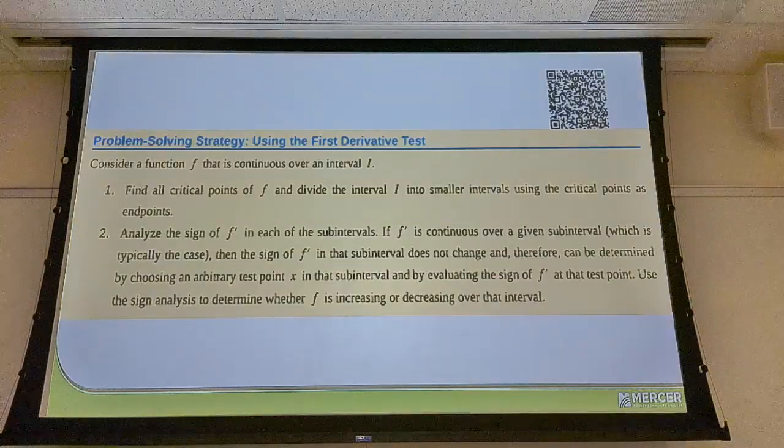Then we do sign analysis. We analyze f prime, right? So what we typically do is create what's known as a sign chart, where we have intervals and the sign of f prime. Remember, positive f prime would mean it is increasing over that interval. Negative f prime would mean it's decreasing over that interval.